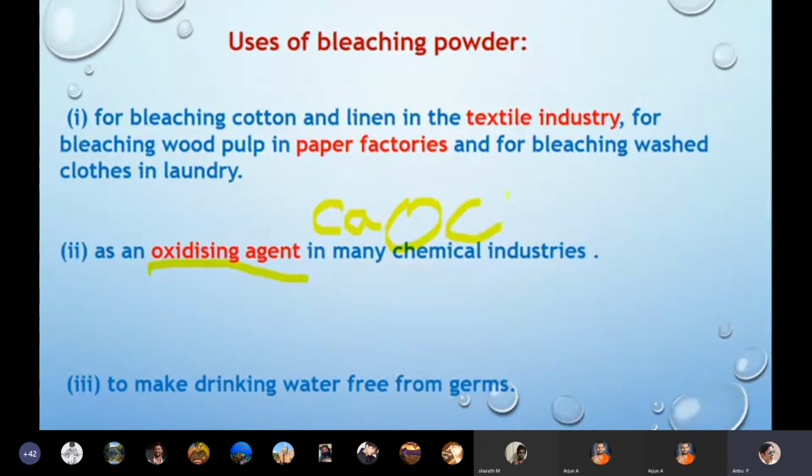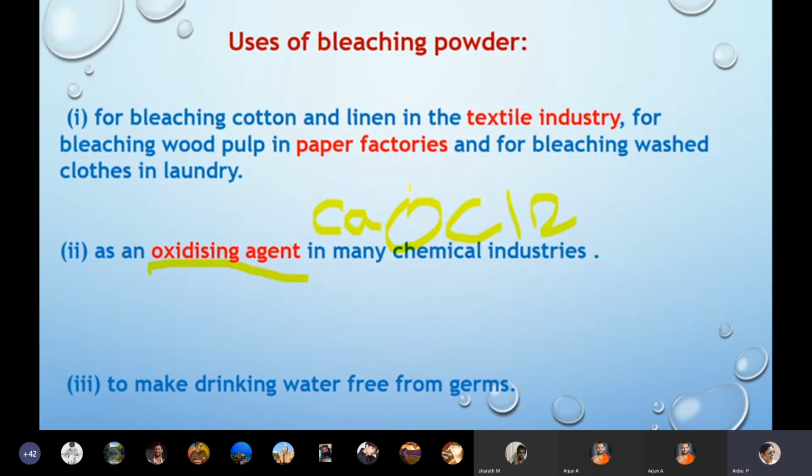There is the presence of one oxygen molecule in the bleaching powder. This oxygen molecule is not very tightly bound with the calcium and the chlorine, so it is very easy to remove this oxygen. That is the reason bleaching powder acts as an oxidizing agent in chemical industries or in chemical reactions. That is the meaning of oxidizing agent. Hope you are understanding it.